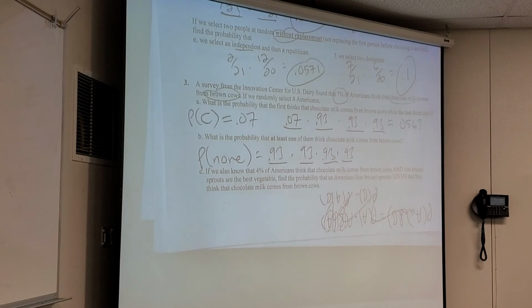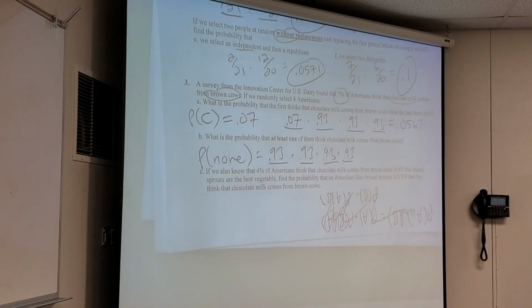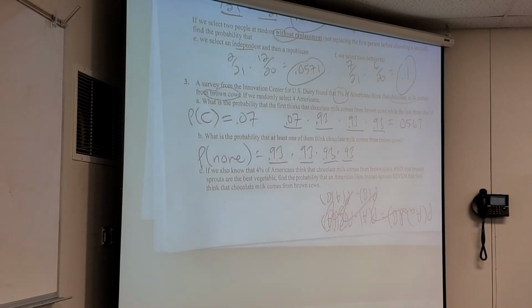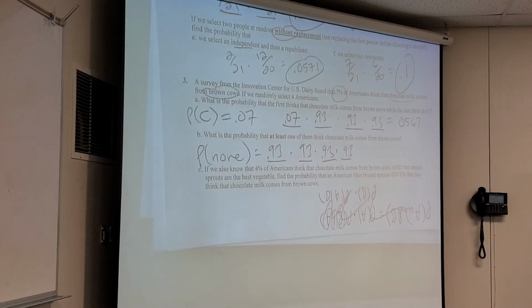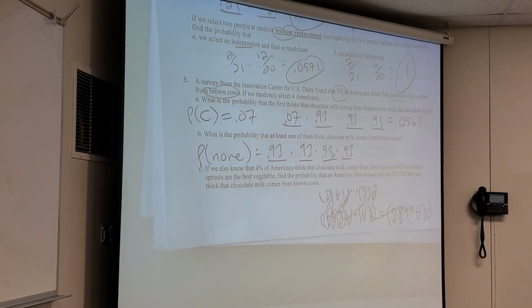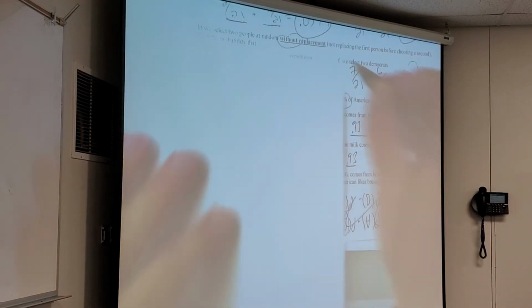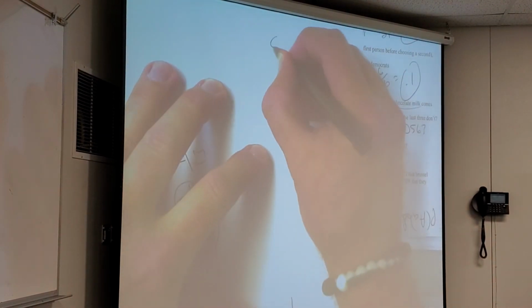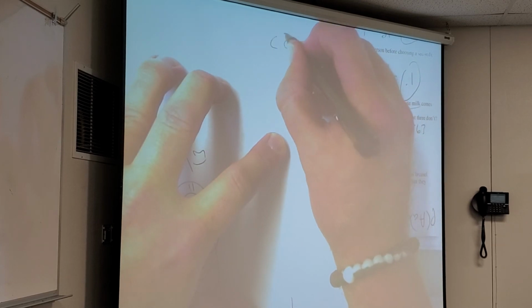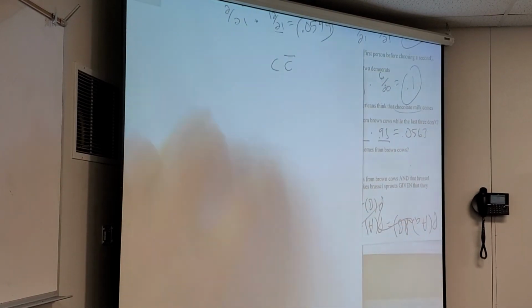Because if I do this directly, 1 would be 0.07, could be in any of the 4 spots, and then I need 2 0.07s for 2 people, and then I need 3 0.07s. Oh my God, that's a lot of work. In fact, let me do this. Chocolate milk, and this would be not chocolate milk, right? They don't think that way.